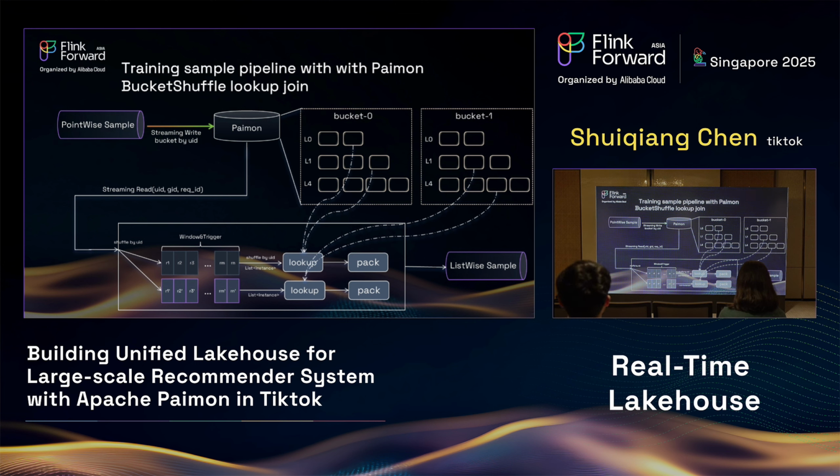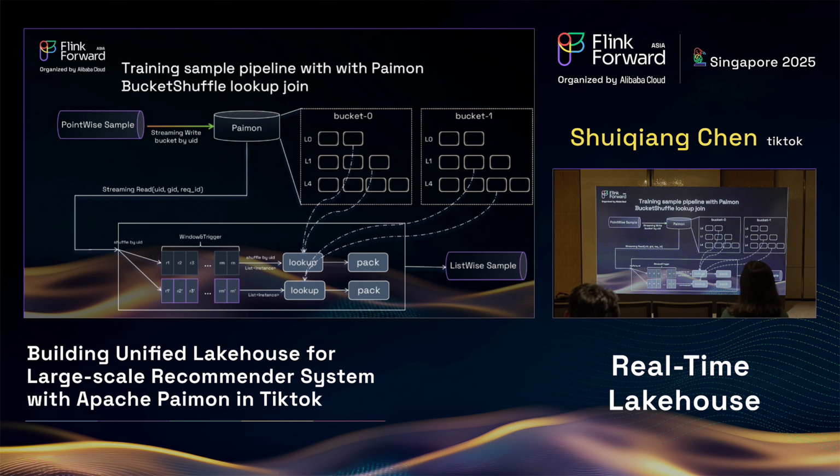So finally, we decided to build a sample lake with Paimon and build up a training sample pipeline with Paimon bucket shuffle lookup join. The point-wise samples are written into Paimon as a sample lake, with a primary key, partitioned by date and hour and bucketed by user ID. And there is another streaming job that continuously consumes the sample lake, but only the primary key fields are selected, filtering out the large sample value field.